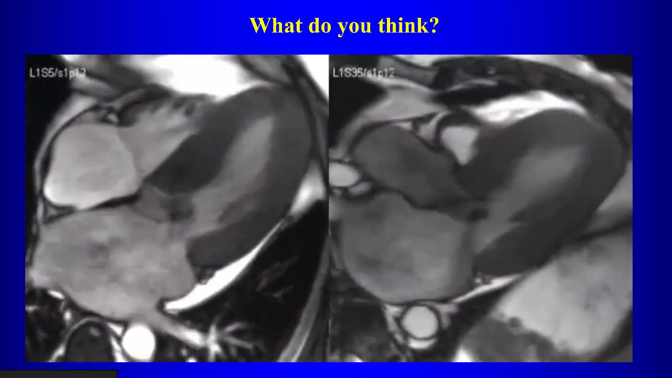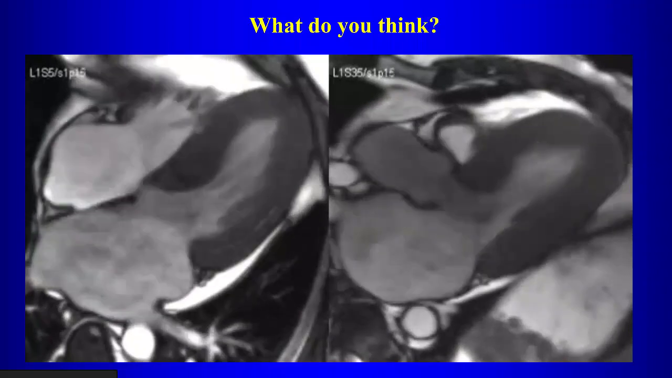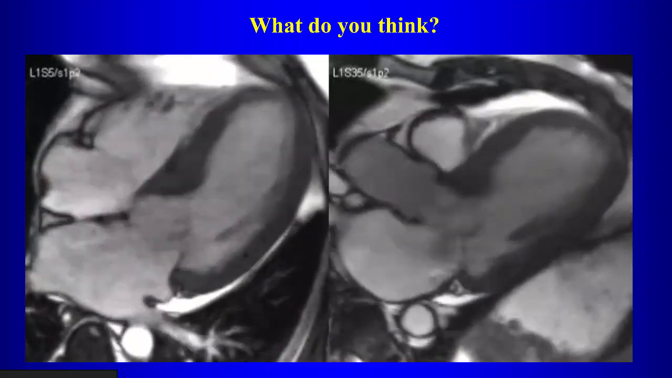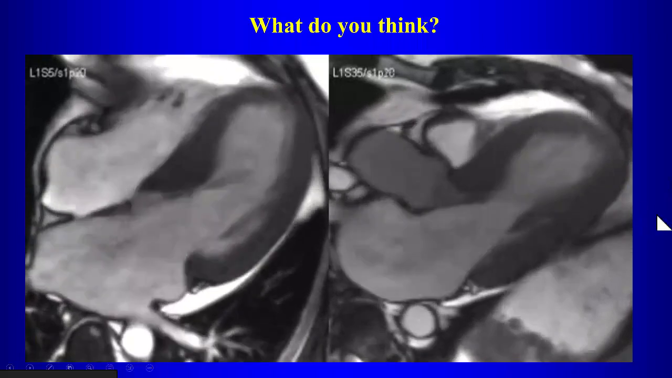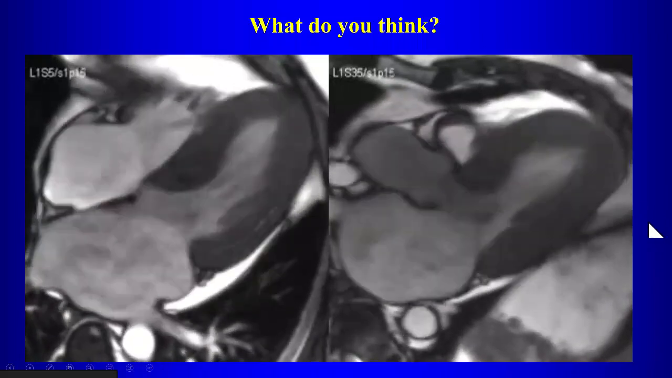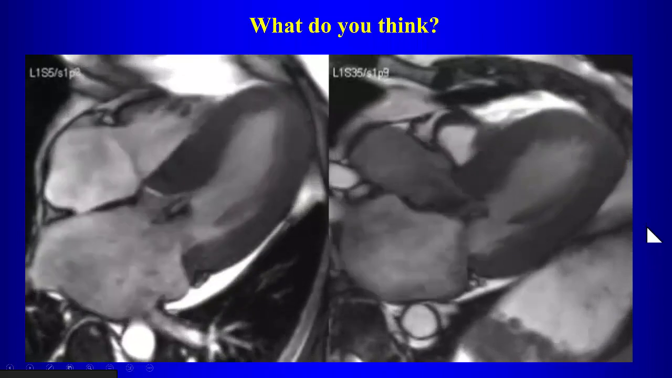So on the left, we have a 4-chamber. On the right, we have an outflow tract or 3-chamber view, okay? So first of all, without giving me a diagnosis, tell me what's abnormal.